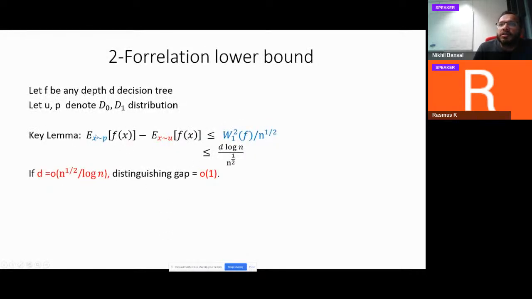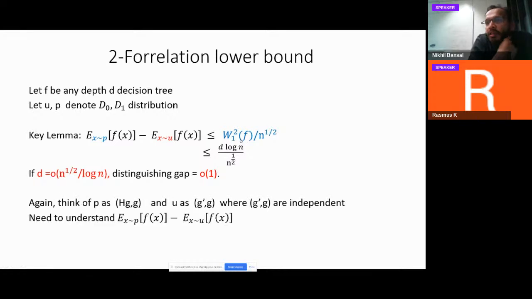So if we prove this, it will imply that the distinguishing that you get by f on these two distributions is bounded by this number. If your d was smaller than root n over log n, this gap is little o of 1, so you cannot distinguish between these two things. So our goal will be to show exactly this: that for any function f, if you evaluate it on x coming from this distribution or x coming from this distribution, the gap is bounded by this quantity.